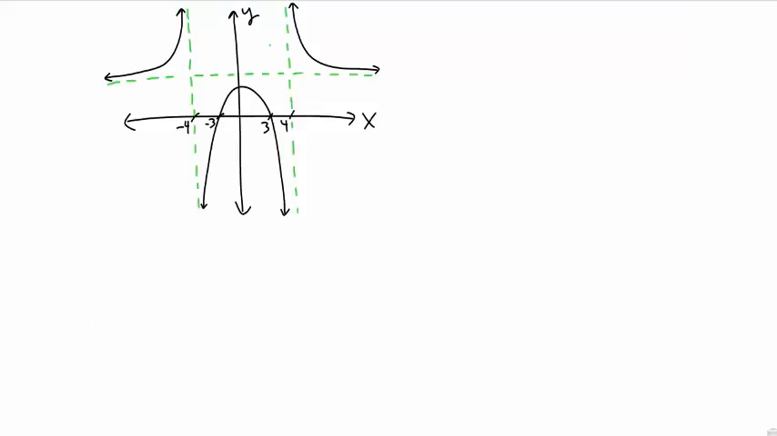Let's do another example. So this is the graph of y equals f of x. And for each of the inequalities here, we want to use the graph to determine the solution set.